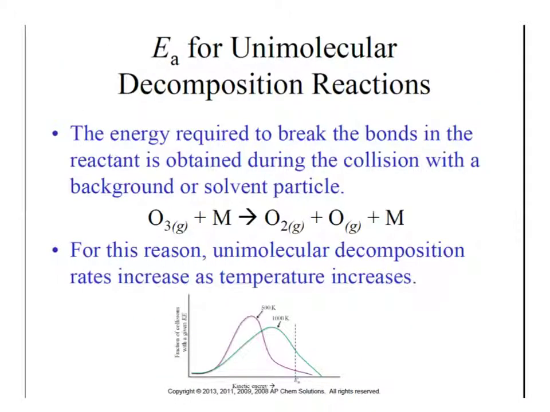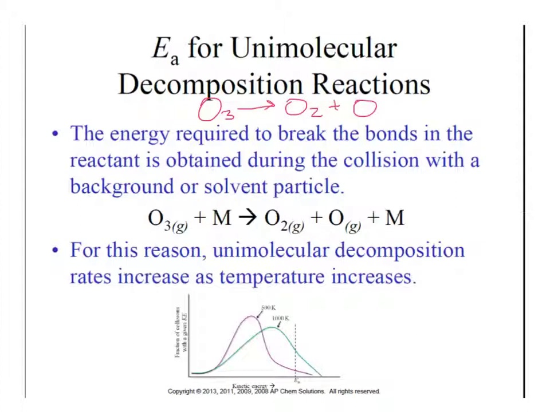So a unimolecular reaction is a reaction that involves just one molecule. And so an example of that would be like ozone. So O3 decomposes into oxygen and an oxygen radical. And so just that reaction written out normally would be O3 breaks into O2 plus O.